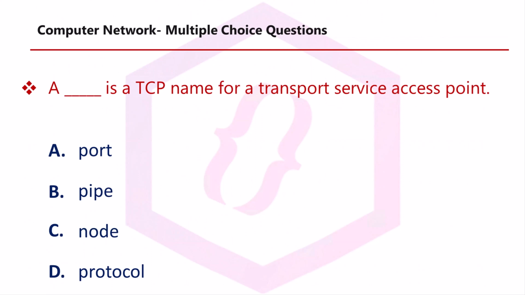A dash is a TCP name for a transport service access point. Option A, port. Option B, pipe. Option C, node. Option D, protocol. And the correct answer is option A, port.